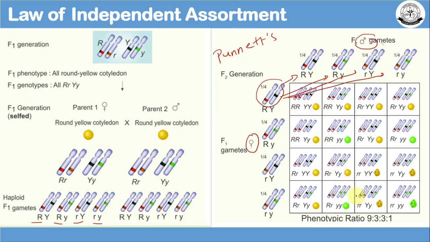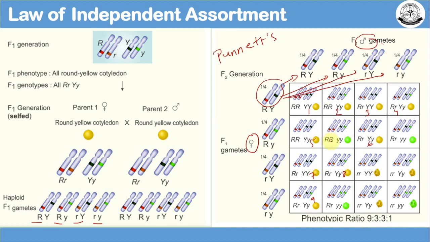So round and yellow, you can see, is 9. First let's count round and yellow. It's 1, 2, 3, 4, 5, 6, 7, 8, and 9. Right, so round and yellow is 9.